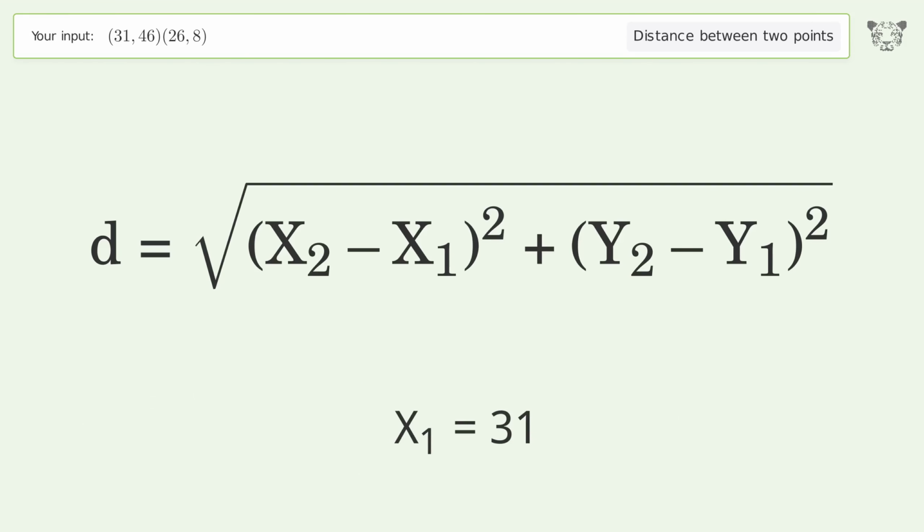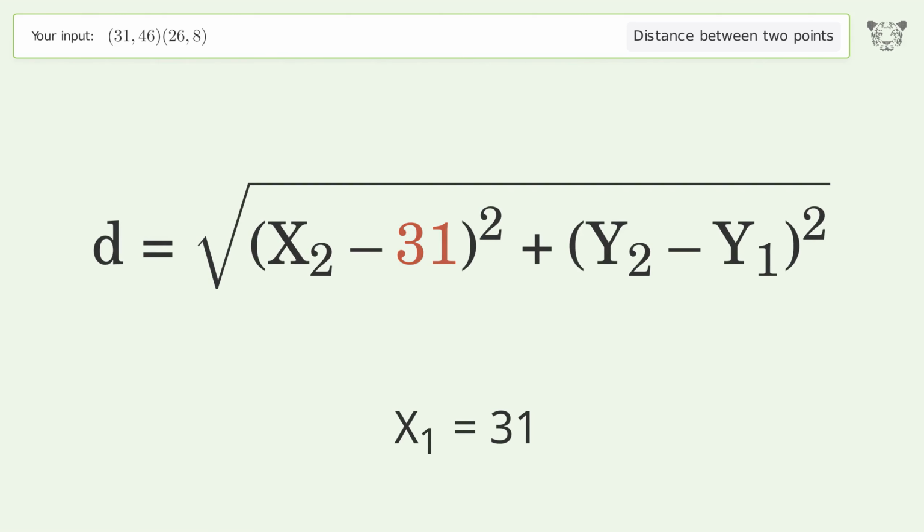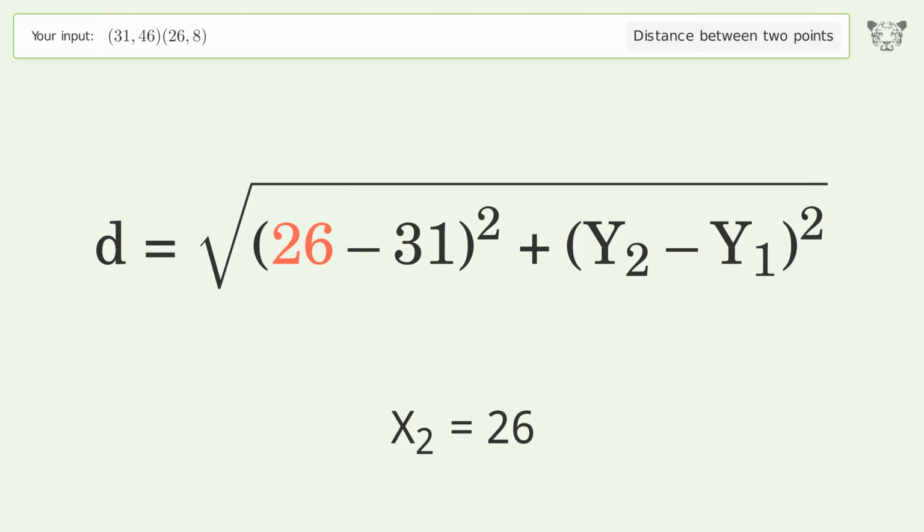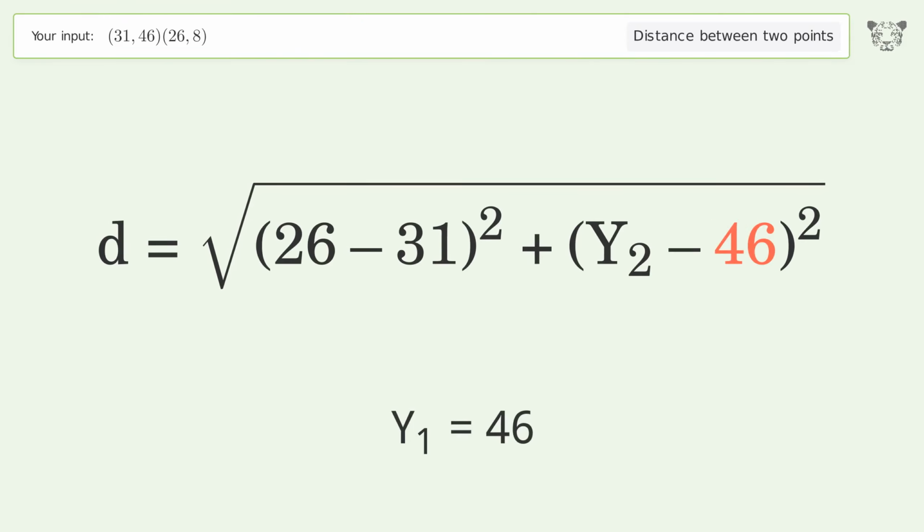x1 equals 31. x2 equals 26. y1 equals 46. y2 equals 8.